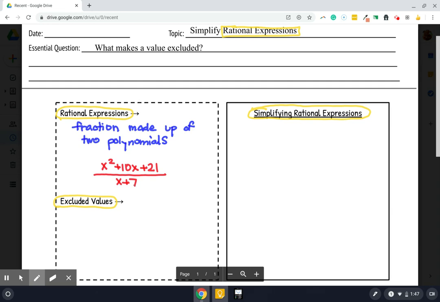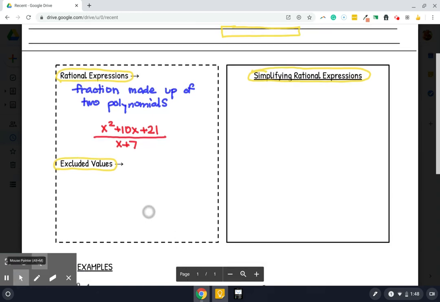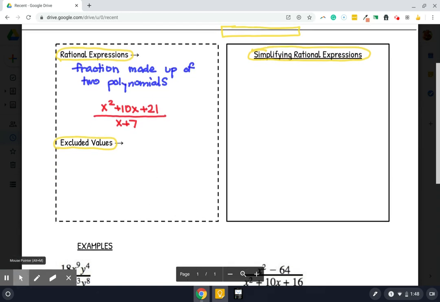Okay, so that's what we're talking about. We're talking about rational expressions. We're going to see lots of fractions in this unit, and I promise you'll be okay. We'll take good care of you. In these fractions, there are things called excluded values. We've got to talk about what an excluded value is.